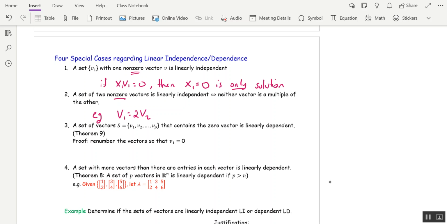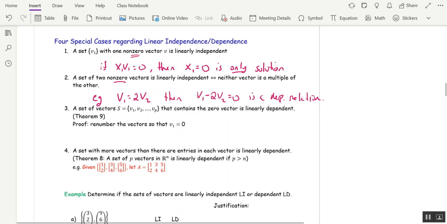Okay, so here we have one vector that is a multiple of the other, and so we're showing that the set is dependent. So if that's true, then here's a dependence relation. v1 minus 2v2 equals 0 is a dependence relation. I won't be able to do that if v1 is not a multiple of v2.